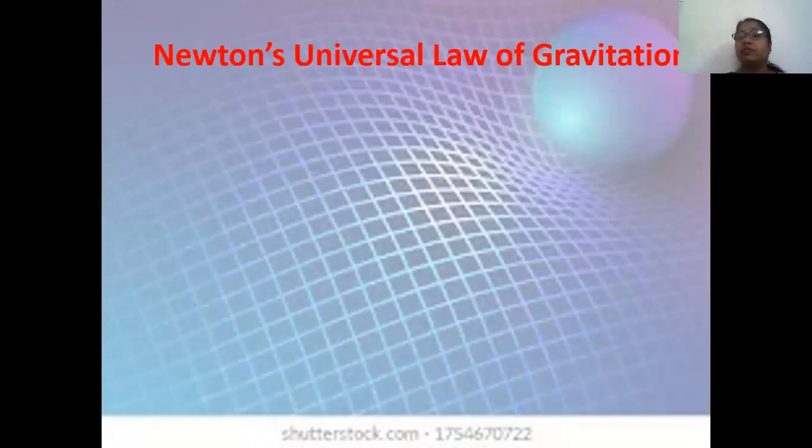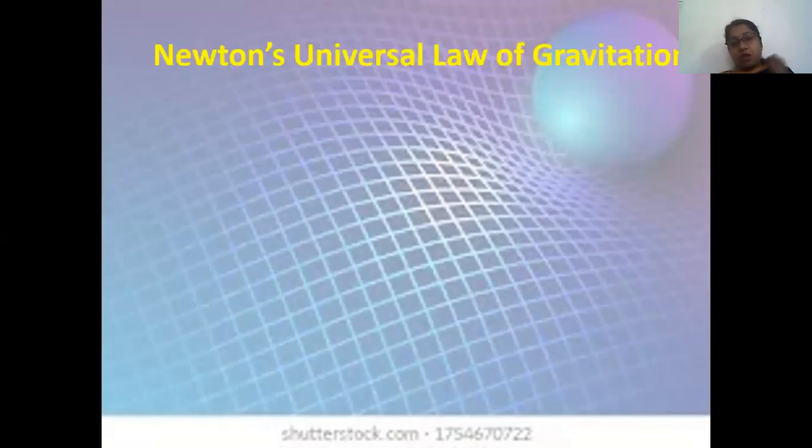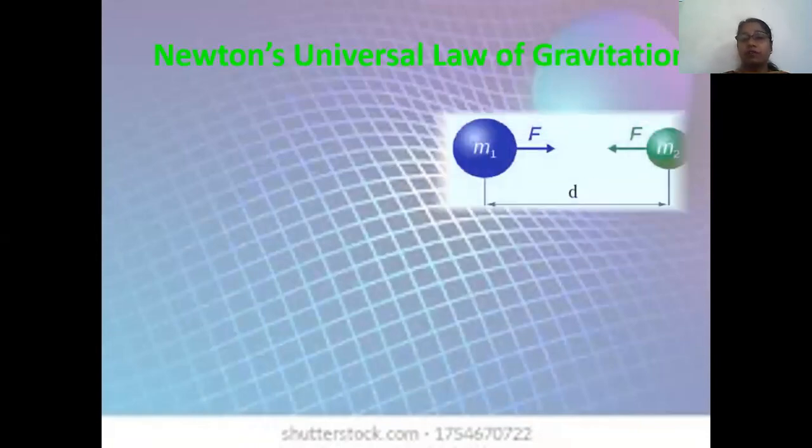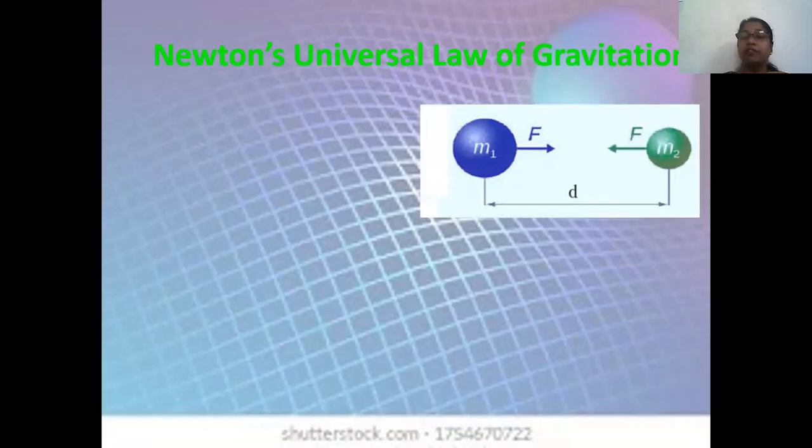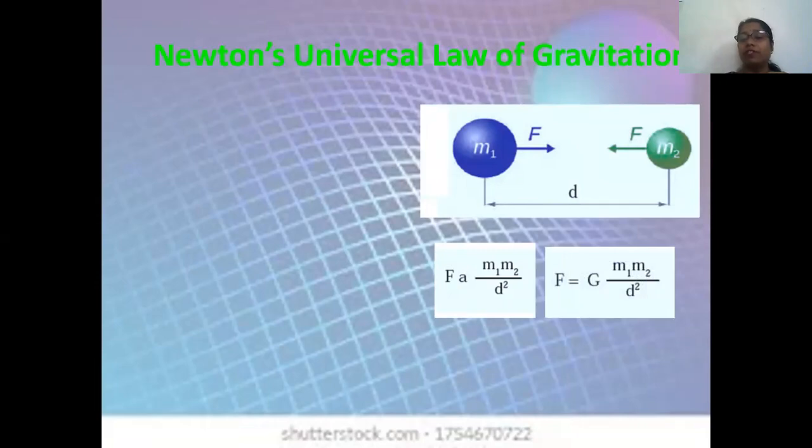Now we come to Newton's universal law of gravitation. When there are 2 objects close to each other, the object M1 attracts the object M2, and in the same way the object M2 attracts the object M1. This universal law of gravitation is given by a formula which says that the force between these 2 objects is directly proportional to the product of the masses, and inversely proportional to the square of the distance between the masses. So we can write it as equal to a gravitational proportionality constant, which is G.